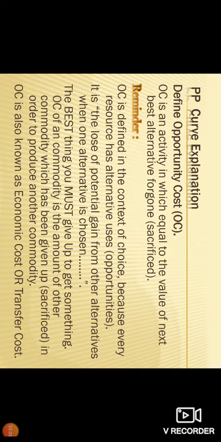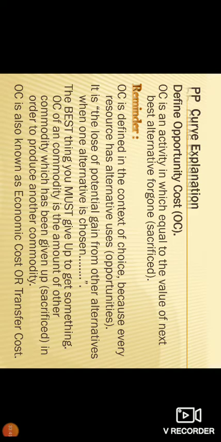So, OC of a commodity is the amount of other commodity which has been given up in order to produce the other commodity. OC means opportunity cost is the production of a commodity that you have sacrificed to gain the production of another good. The cost is the production of one good that you are sacrificing. Why are you sacrificing? To gain the production of another good. To produce another extra good, you are sacrificing the production of another good.